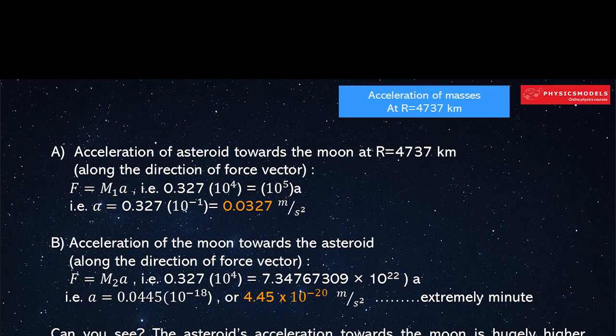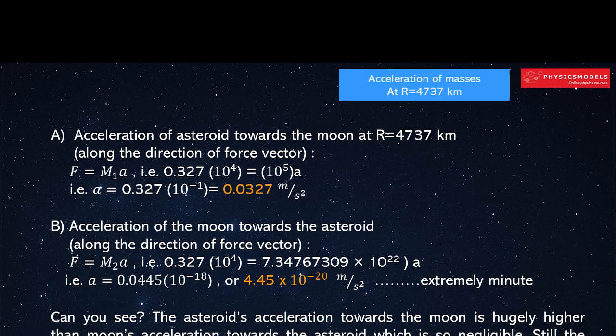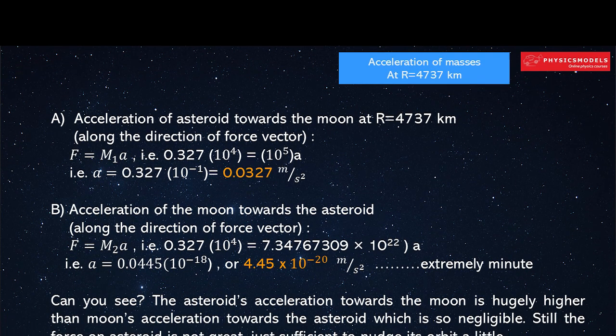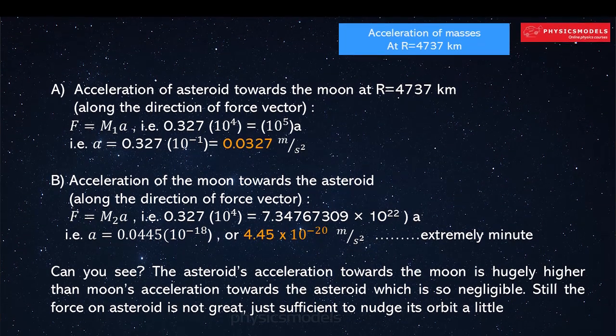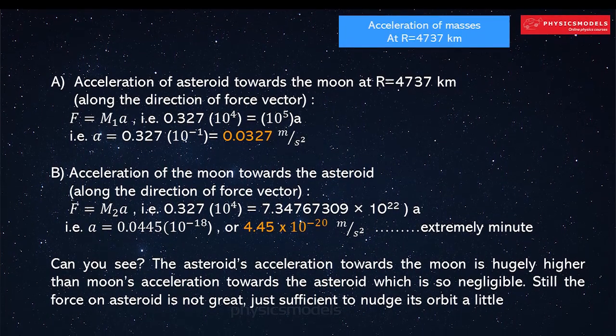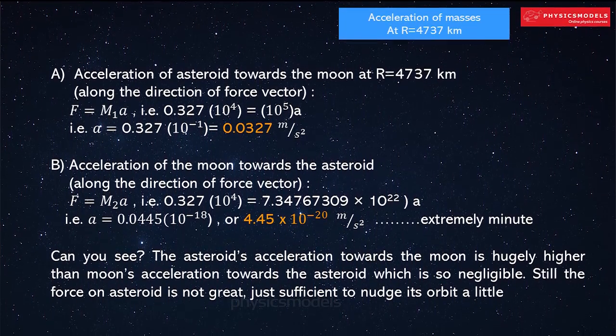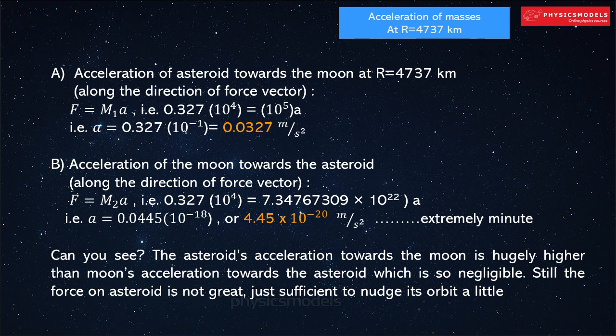Similarly, the moon is also attracted towards the asteroid by the asteroid's gravitational force of attraction. F is the same between the asteroid and the moon. We just have to plug in M2 instead of M1, and we can find the acceleration of the moon. Obviously, the acceleration of the smaller mass is much higher, and the acceleration of the large mass of the moon is very, very negligible.